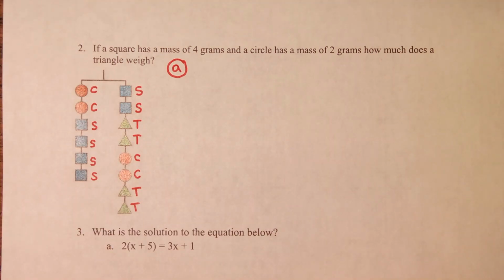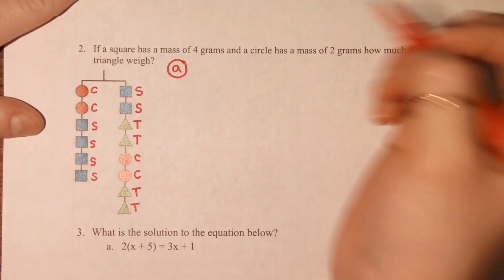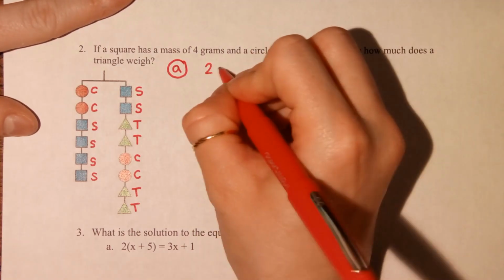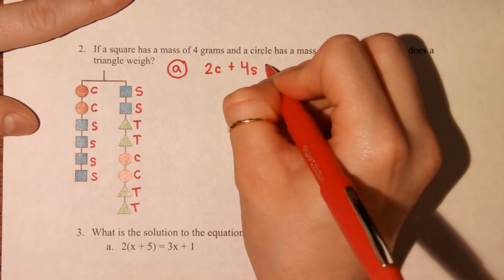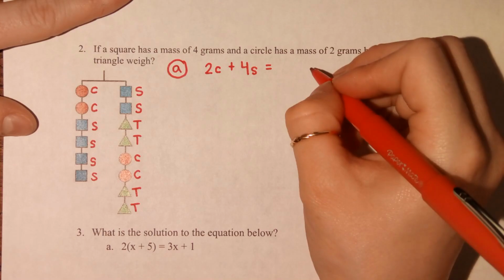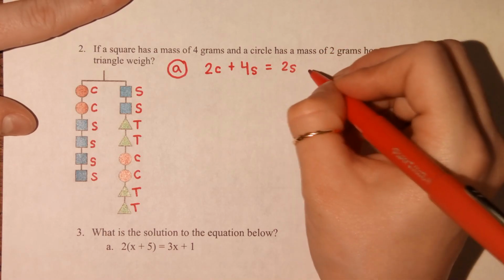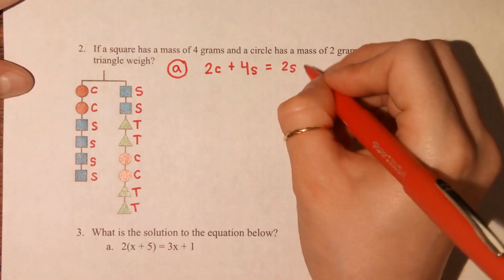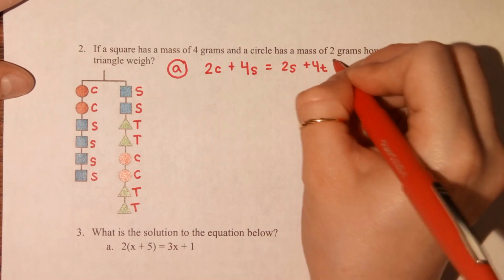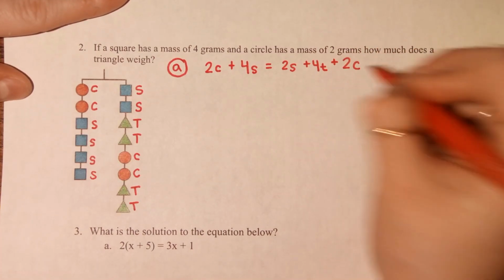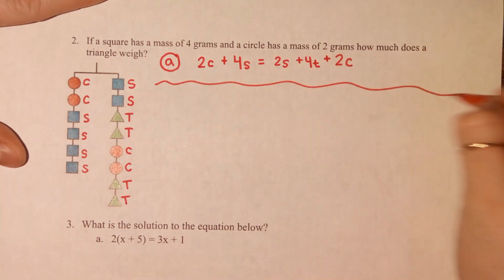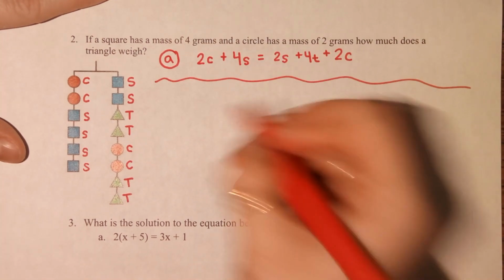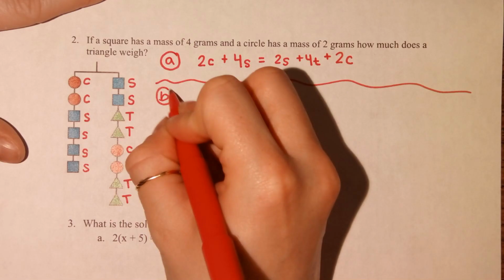So on the left side of the equal sign, we have 2 circles plus 4 squares, and they equal, on the right side, 2 squares, and then we have 1, 2, 3, 4 triangles plus 2 circles. All right, awesome. Now, that's our equation. Perfect. You could simplify it, but we're not going to do that because that's just more work for us to do right now. And they give us the values of our variables, so there's really no point. Let's plug it in now, okay?